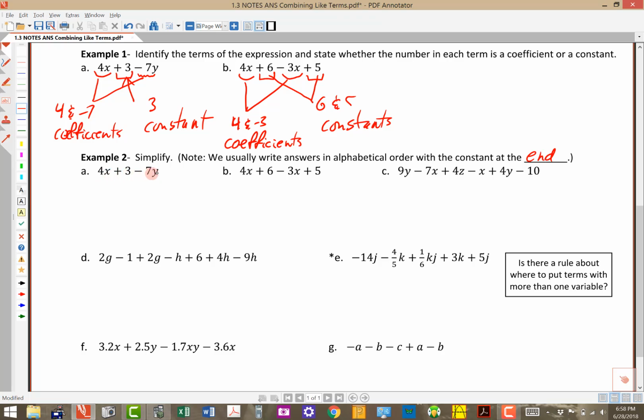Well, none of those have the same variables and the same exponents. Definitely not the same variables here. So we're going to write them in this order. I'm going to go alphabetically: 4x, then I'm going to write the -7y, and then I'm going to write the +3.